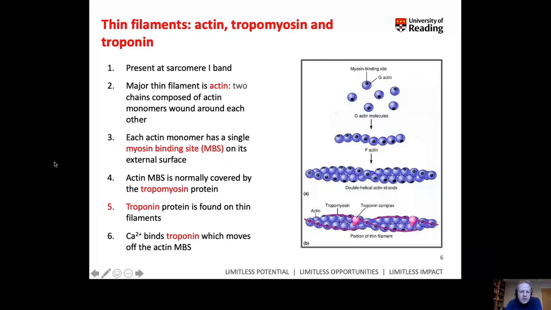in muscle contraction. At rest, if you like, the actin myosin binding site is normally covered by the tropomyosin protein. During contraction, it's the troponin protein that's important for calcium binding to initiate muscle contraction. Calcium binding to troponin causes the tropomyosin to move off of the myosin binding site and initiates this sliding filament, which we're coming to shortly.